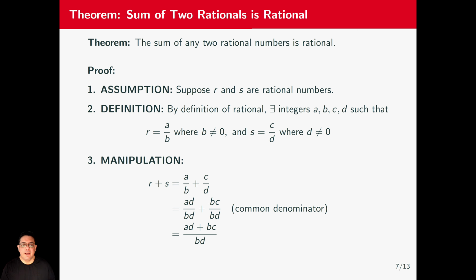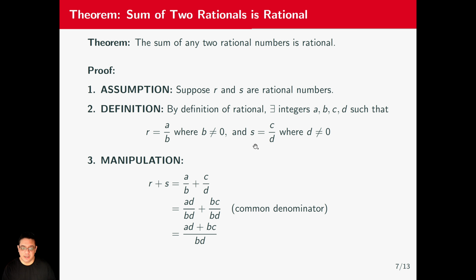Now let's prove that the sum of any two rational numbers is rational. So first, the assumption is, let's say r and s are rational numbers, and then the definition of this means that r can be represented as a over b, where b is different from 0, and a and b are integers. And similarly, s can be seen as c over d, where c and d are integers, and d is different from 0.